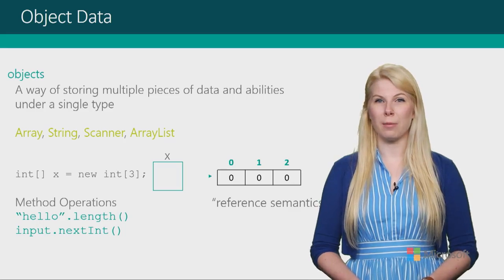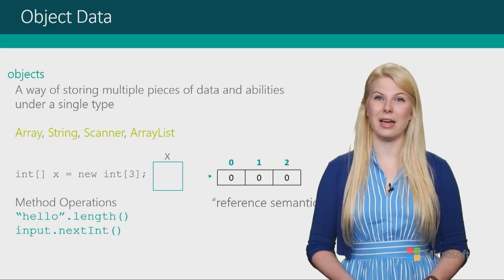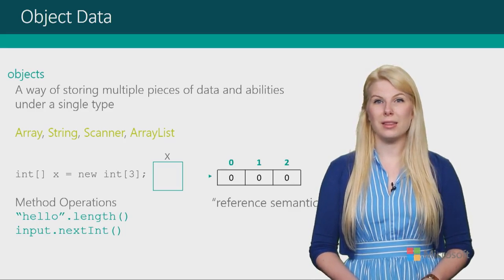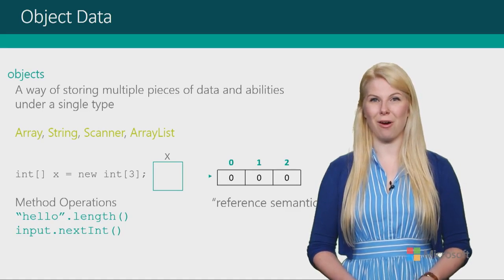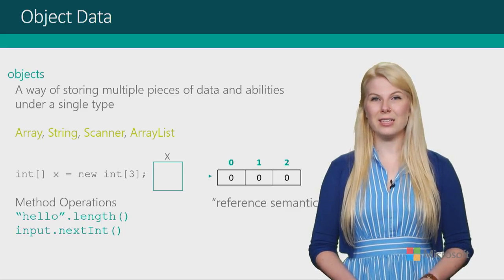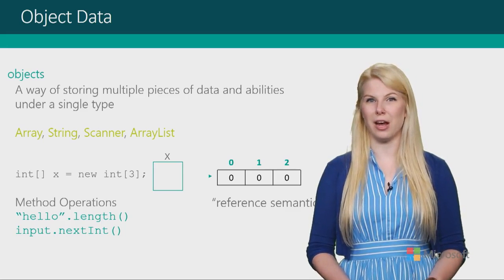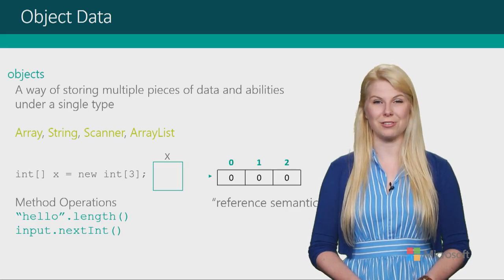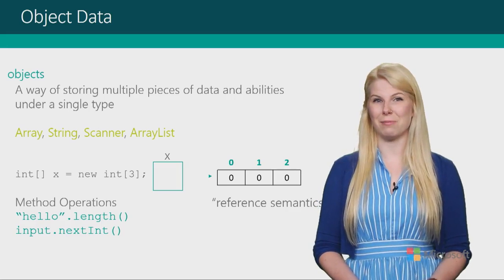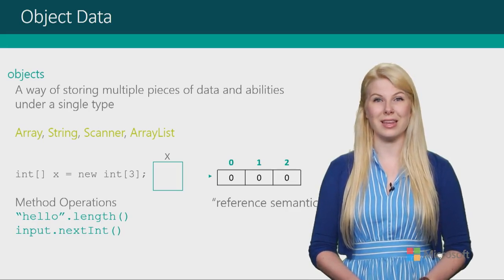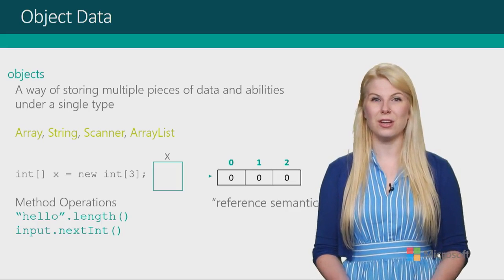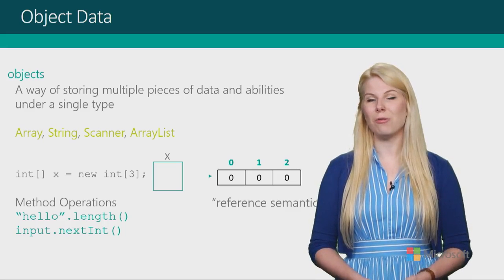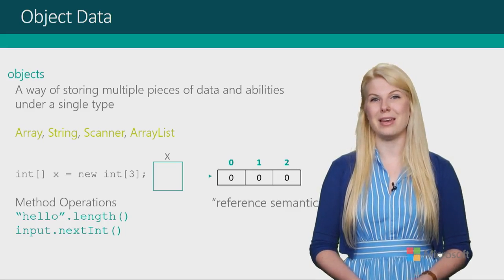Because objects are more complicated, you can't do things like addition and subtraction the way you would with simple primitive numbers. But because objects come with their own behavior baked in, a lot of times you just have to look at the methods of an object to know what you can do with it. For example, if you want to know how many characters are in a string, you call the .length method. Or if you want to get the next int from the user, you call .nextInt from the scanner. Each object has its own set of behaviors that you can look up independently.